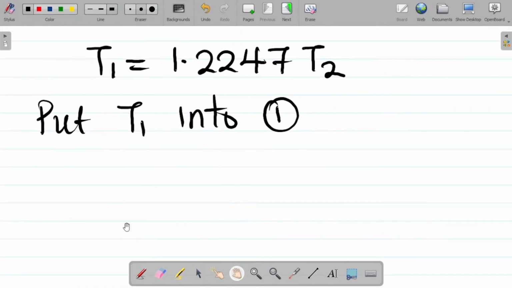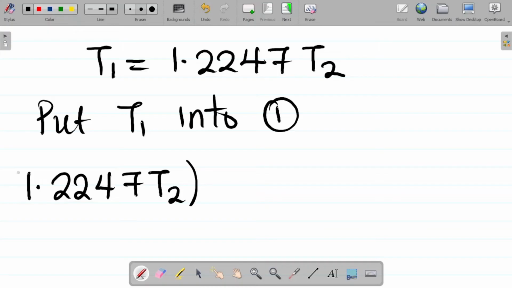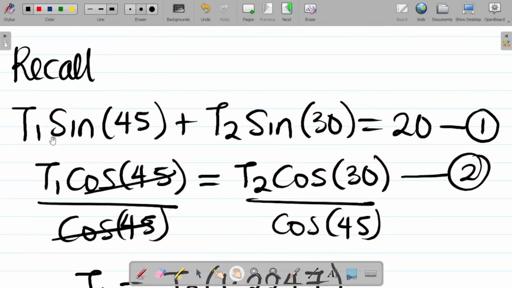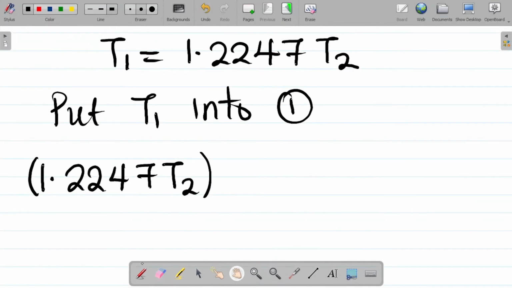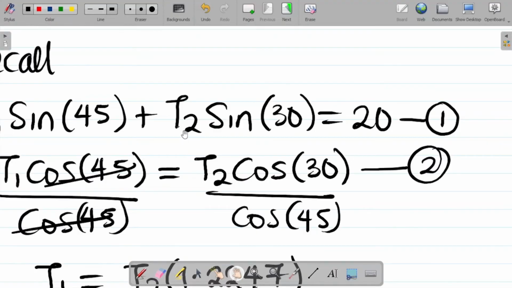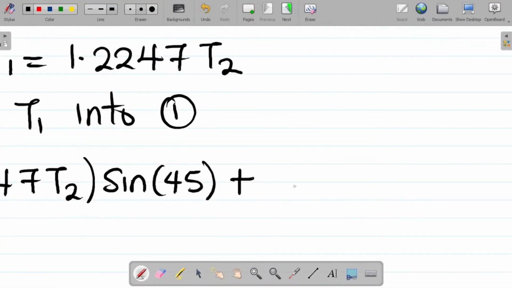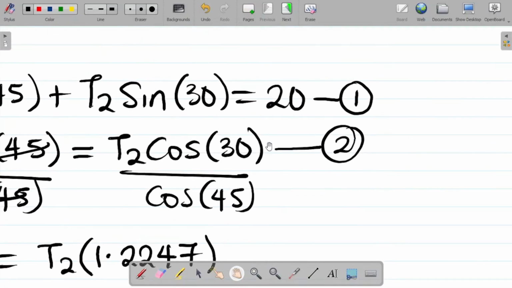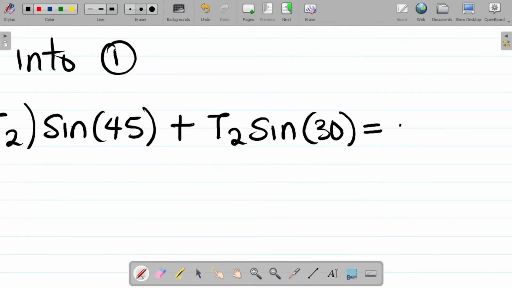Putting it into equation 1, I'll have T1 sine 45. We already said the value of T1 is 1.2247 T2. So equation 1 says 1.2247 T2 sine 45, plus T2 sine 30, is equal to 20.